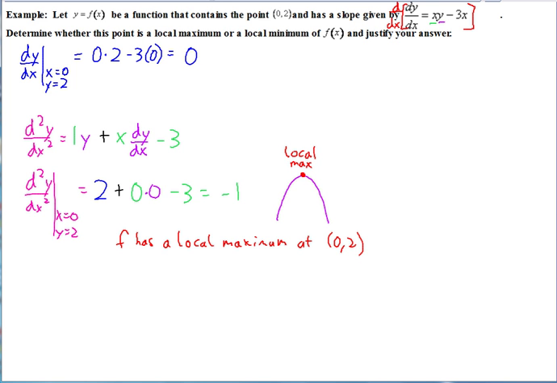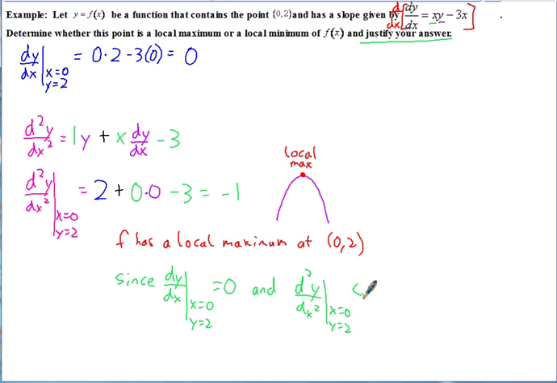And this one says to justify your answer. So it's like the ones we justified before, just the notation is different. So using the second derivative test, since the first derivative, which was dy/dx, was 0 specifically when we plugged in x equals 0 and y equals 2, and the second derivative, again when we plugged in x equals 0 and y equals 2, was negative, less than 0.